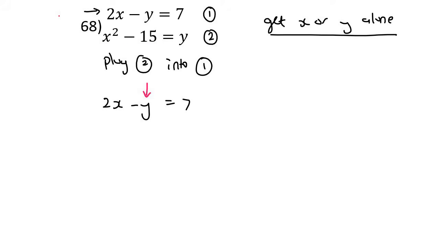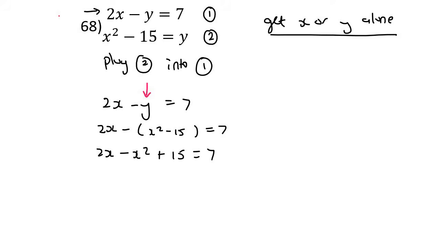You're going to be able to replace that now with x squared minus 15, because it says here that y is equal to x squared minus 15. So we're going to replace it. So what this will now look like is 2x minus, then in brackets, x squared minus 15 equals 7. And now it's just a case of solving.